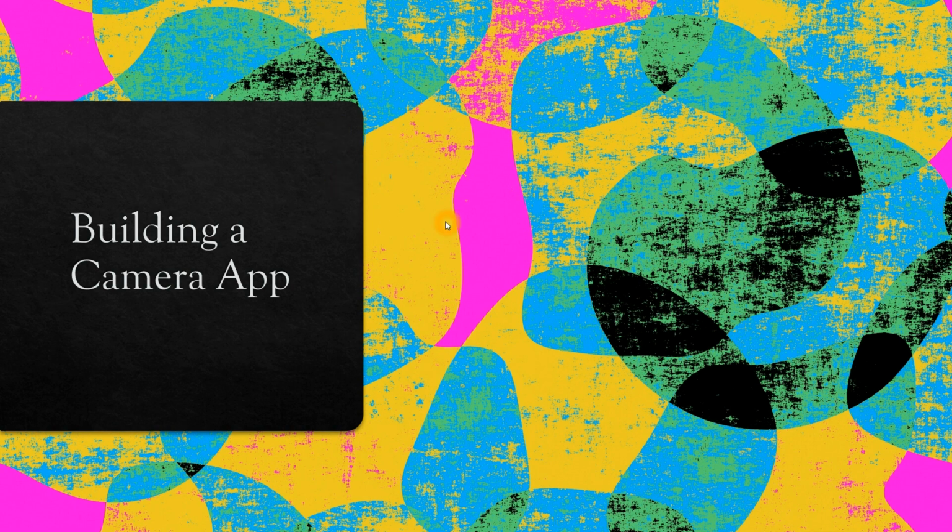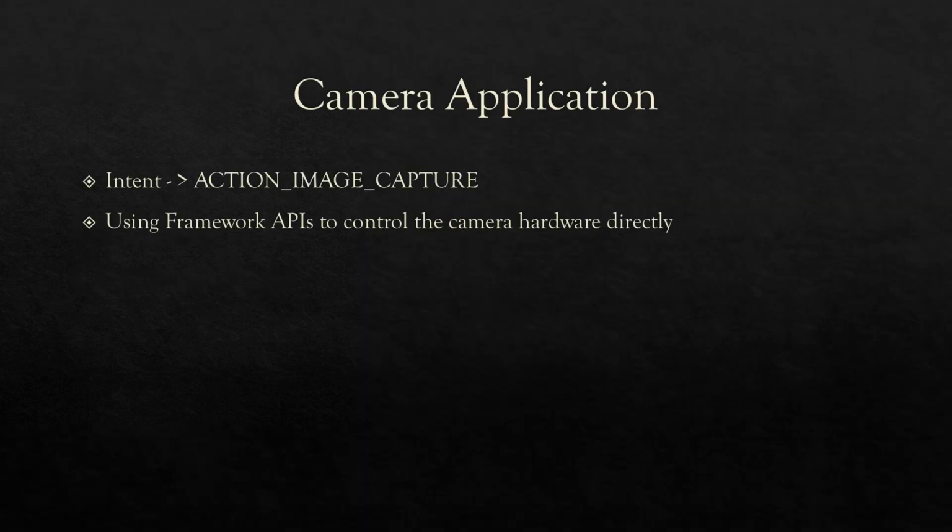Today we will see how to build a camera application. So in my previous tutorial I had shown you all how to build a camera application using the action image capture intent. Okay, that was very easy, right? We just have to use this action image capture intent and then the camera UI will be loaded so that we can click our images and save those images.